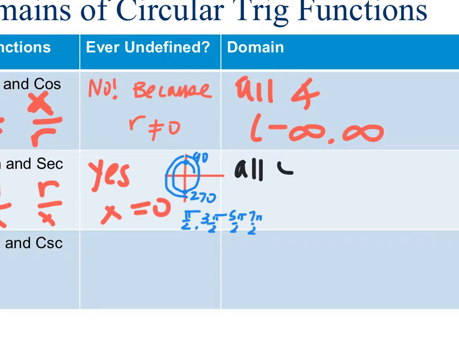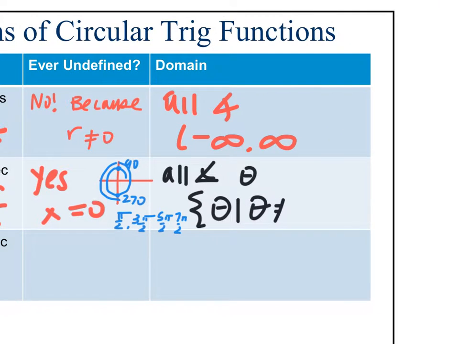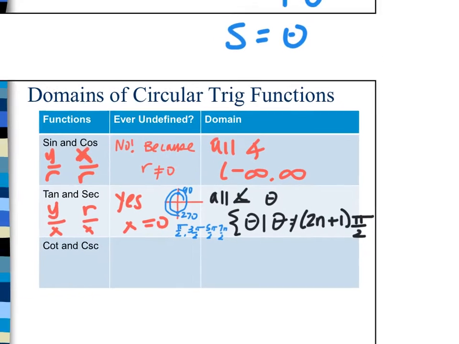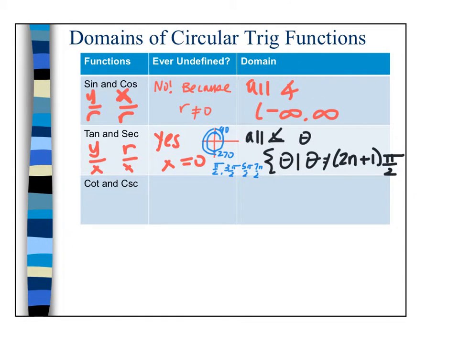So this is defined for all angles theta such that theta is not equal to odd multiples of pi halves. The way that we can write an odd number is 2n plus 1, and that represents any odd number, because 2n represents an even number, and if you add 1 to an even, you get an odd. So that's how we can represent all of the angles where the tangent or secant function would be undefined.